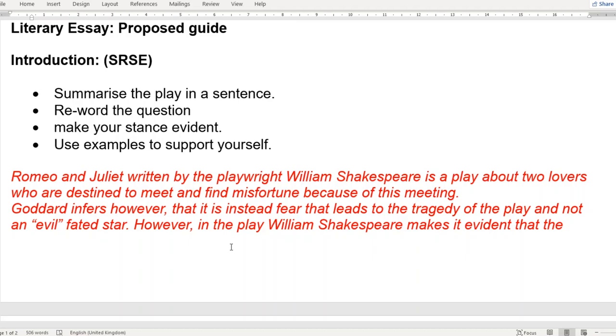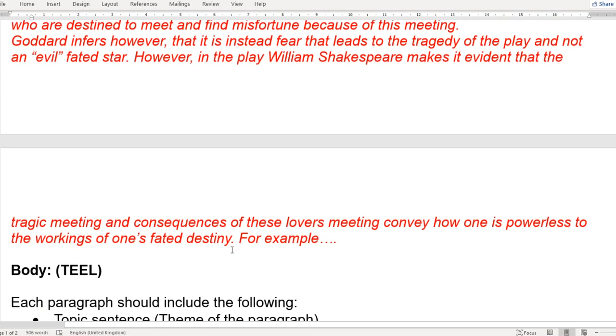For an introduction, we use the acronym SRSE. That's to summarize the play in a sentence, reword the question, and make your stance evident as well as use examples to support yourself. So in my example of an introduction, it would be: Romeo and Juliet, written by the playwright William Shakespeare, is a play about two lovers who are destined to meet and find misfortune because of this meeting. Goddard infers, however, that it is instead fear that leads to the tragedy of the play and not an evil fated star. However, in the play, William Shakespeare makes it evident that the tragic meeting and consequences of these lovers meeting convey how one is powerless to the workings of one's fated destiny.